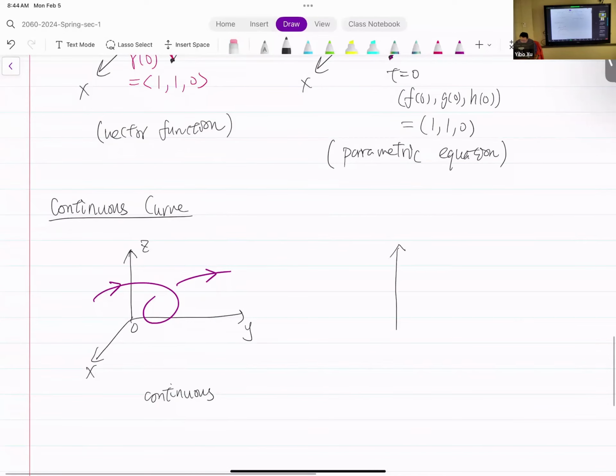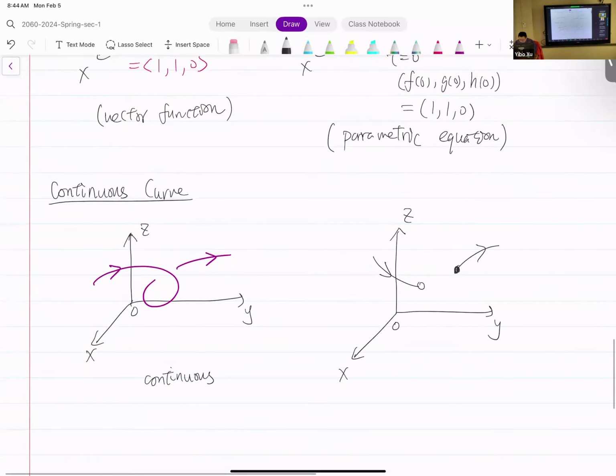But then suppose there's a kind of a jump, right? So in the univariate case, if your graph of a function has a jump, there's this open circle and the closed circle, they are not at the same location. Right? And then that's definitely not continuous. Okay. So not continuous. So this is the same idea.